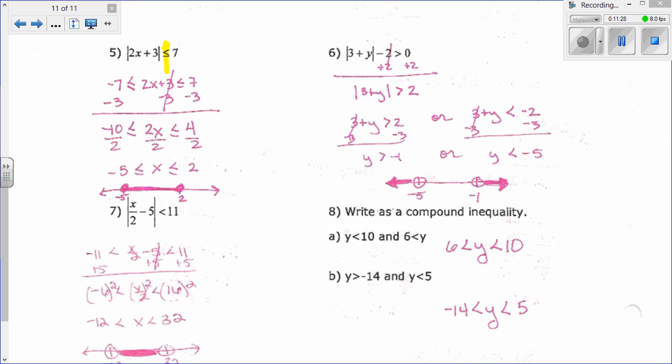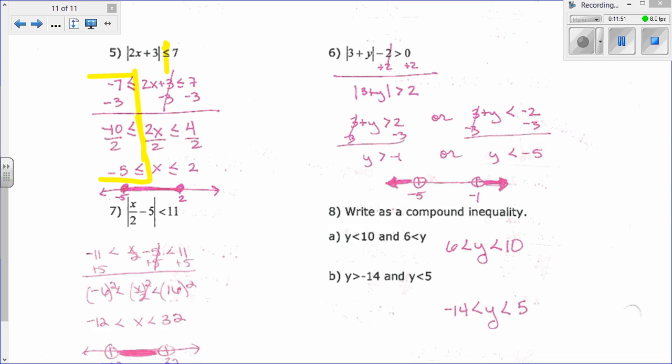And we solve these just like we would any other equation. We ignore what's going on over here first. Just kind of ignore that for the time being. If I have 2x plus 3 is less than or equal to 7, to solve that, I would just subtract 3 from both sides, so I get 2x is less than or equal to 4.